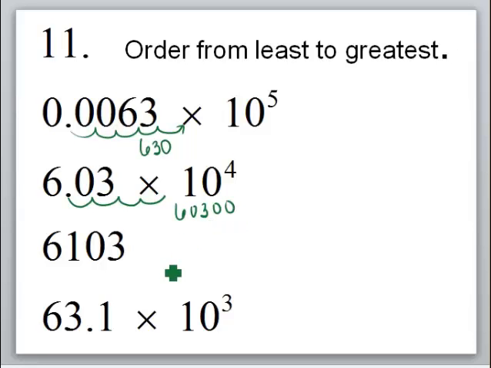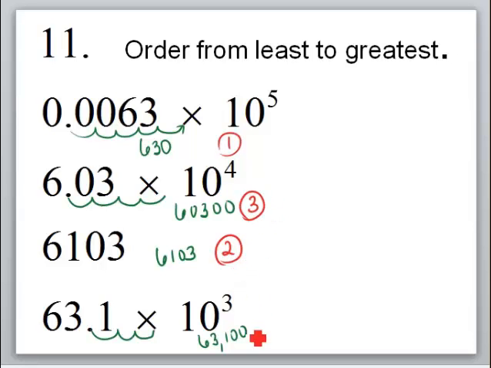And then the next problem here, this one already is in standard form. And then the last one, I'd be moving it 3 places to the right because I want to multiply by a larger number of 1,000. So I have 63,100. Putting these in order then, this would be the smallest, the second smallest, the third smallest, and then the fourth smallest.